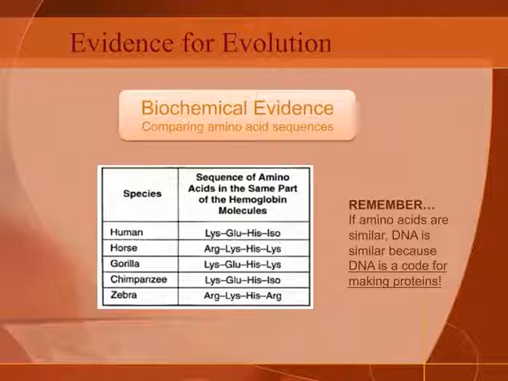This gives us an indication that humans are more closely related to chimpanzees than they are to gorillas, where there is one difference, or horses and zebras. Now compare the horses and zebras, and you will see that they are very closely related to one another, with only one difference.